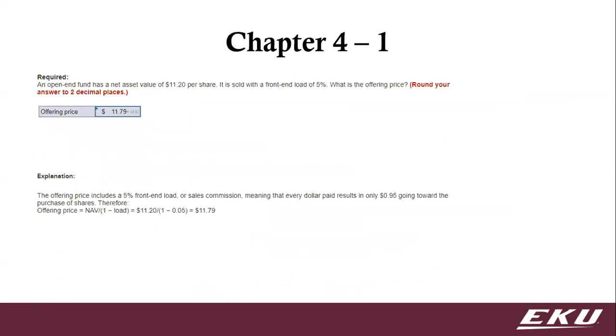Okay. And then here in chapter 4, we're starting to look at mutual funds, open-end and closed-end funds. So this is an open-end fund. It's got a front-end load, right? So that you pay that up front. That's the sales commission, right? And so that would tell you what the offering price actually is. So the value is $11.20, but they're going to charge you $11.79 because you have to make up for that load.